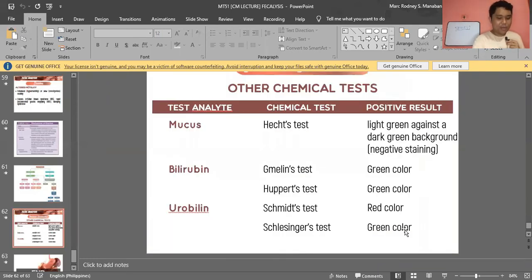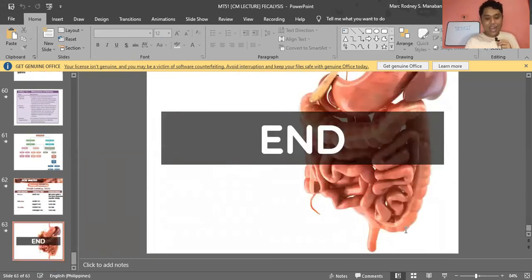All right? And then for the summary of other tests, for mucus, you have the Hex Test, okay? So these are just chemical tests: light green against a dark green background, so staining. Bilirubin, you have the Gmelin's and Huppert's, green color is positive. Urobilin, you have the Schmidt's and Schlesinger's test. So positive is red for Schmidt's, and for Schlesinger's it is green. Okay? And that's all for fecalysis.